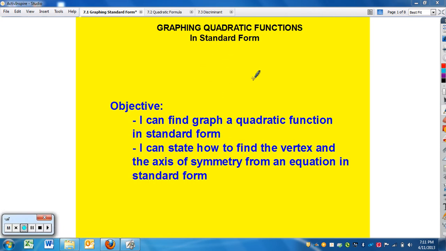So this is the first video of Unit 7, which is still graphing quadratic functions and talking a little more about quadratics. However, we're now going to look specifically into standard form and get away from factor form. So your objective is that you can graph a quadratic function in standard form, and then you can state how to find the vertex and axis of symmetry from the equation in standard form.